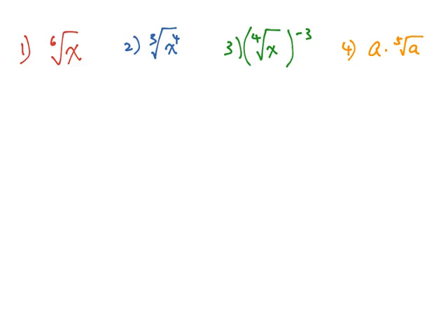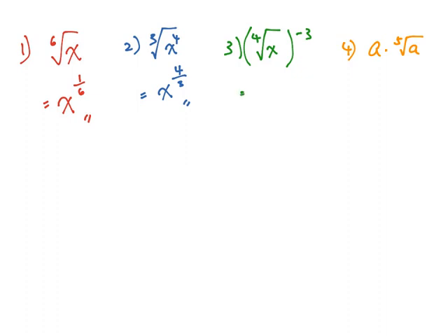Let's have some more examples. Example 1. For example, 6th root of x, so actually it becomes x to the power 1 over 6. It's very easy. For the second example, x to the power 4 over 3, because 3 is outside the roots, so it's 4 over 3.